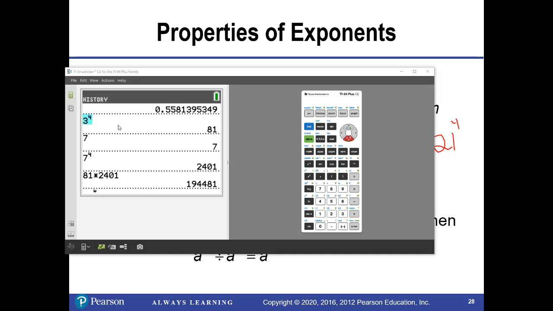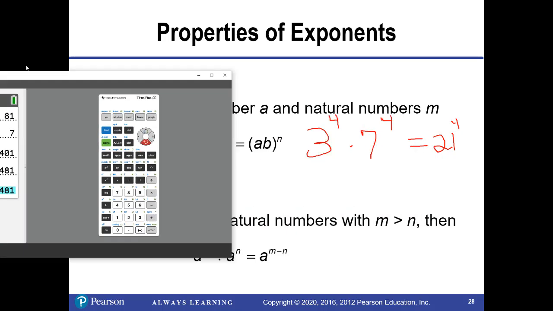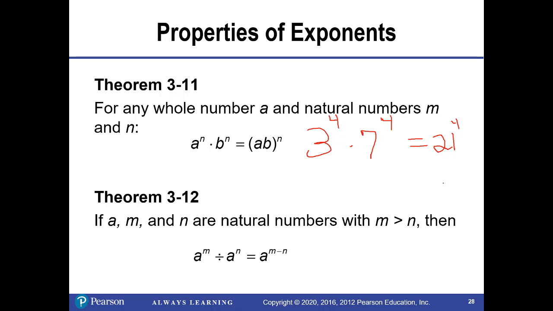So we see here we've done 3 to the 4th, that's 81. 7 to the 4th is 2,401. When we multiply those numbers together, we get 194,481. And if instead we take 21 to the 4th, which is 3 times 7, we also get 194,481. Again, this only works if the exponent is the same. It does not work if the exponent is different.